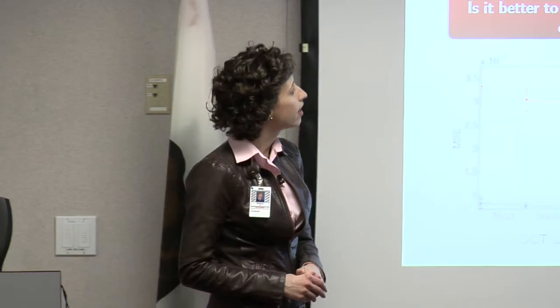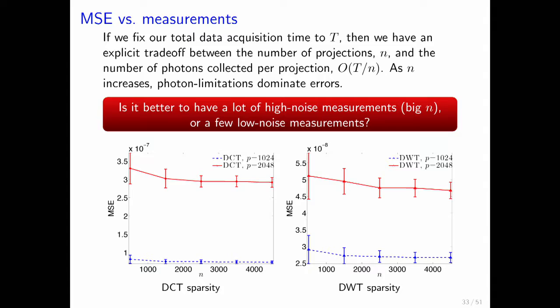And it answers one of the main questions we raised at the very beginning here. We said, is it better to have a large number of very noisy measurements, or is it better to have a small number of high quality measurements? And these results show us that as long as N is just big enough to satisfy something like the restricted isometry property, then it really doesn't matter.